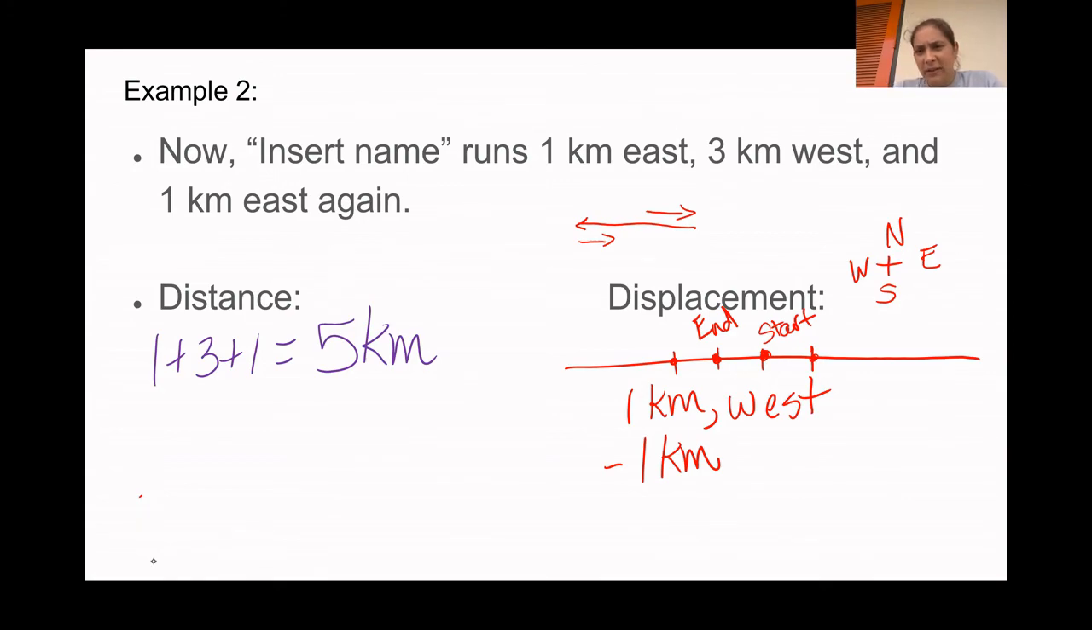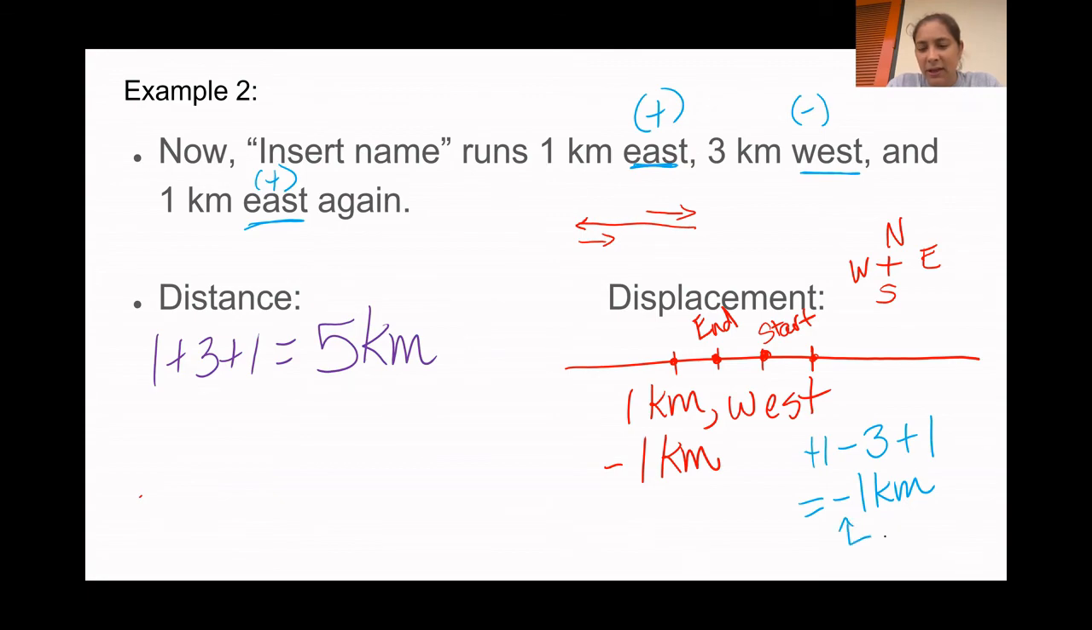If you wanted to do it based on that whole positive and negative thing, we could. Let's see, here we go. East is positive, west is negative, and then east is positive again. So we've got +1 minus 3 plus 1, which gives us -1 kilometer. That negative still indicates westward direction.